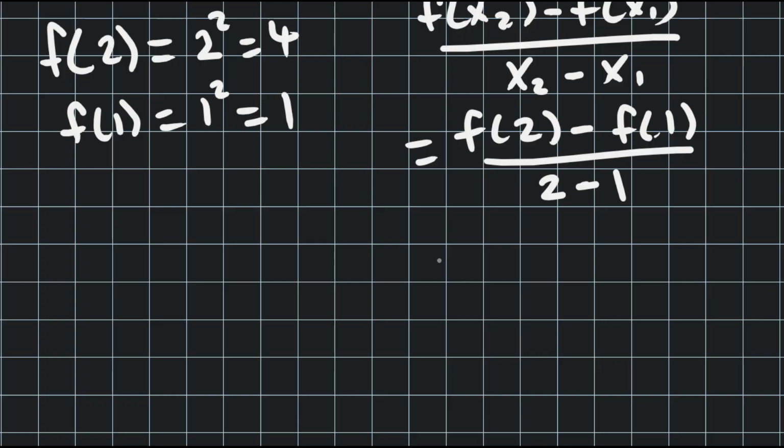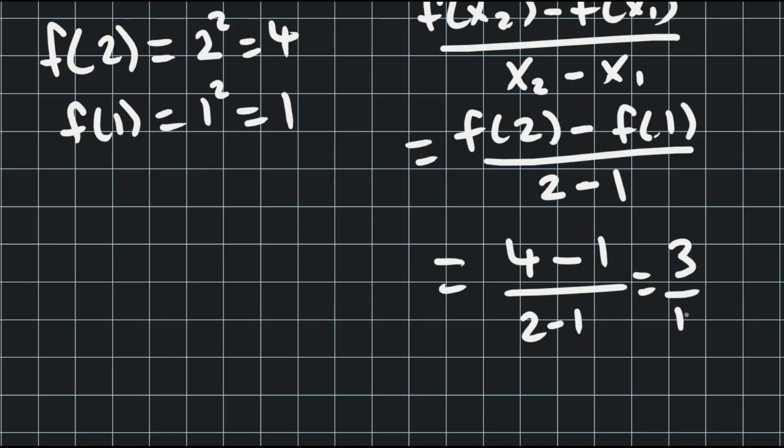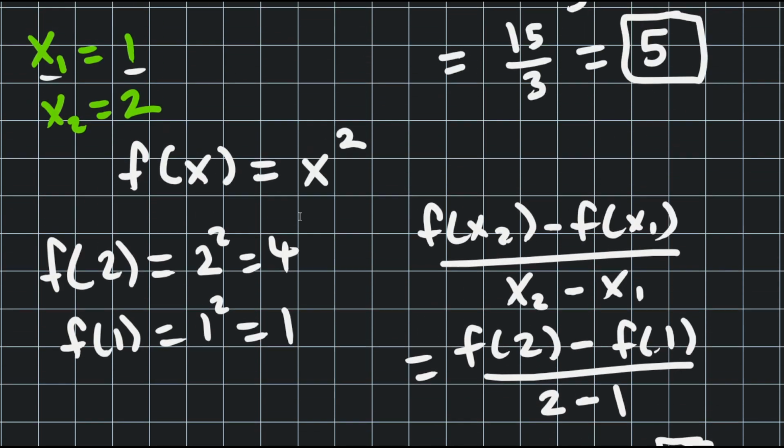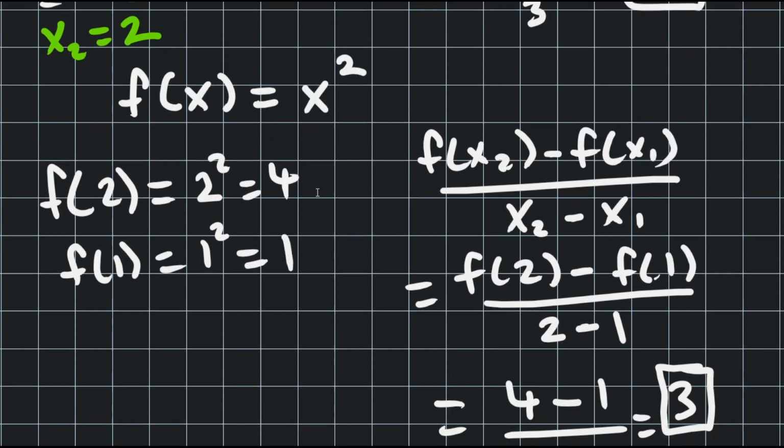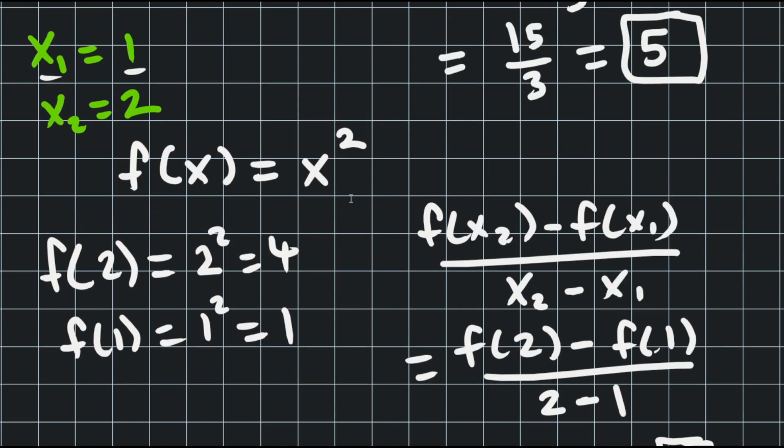So f of 2 right here is 4, minus f of 1, which is 1, divided by 2 minus 1. So evaluating this, what's 4 minus 1? That's 3. And what's 2 minus 1? That's 1. So 3 over 1 is simply 3. So the average rate of change for f of x equals x squared between 1 and 2 is 3.